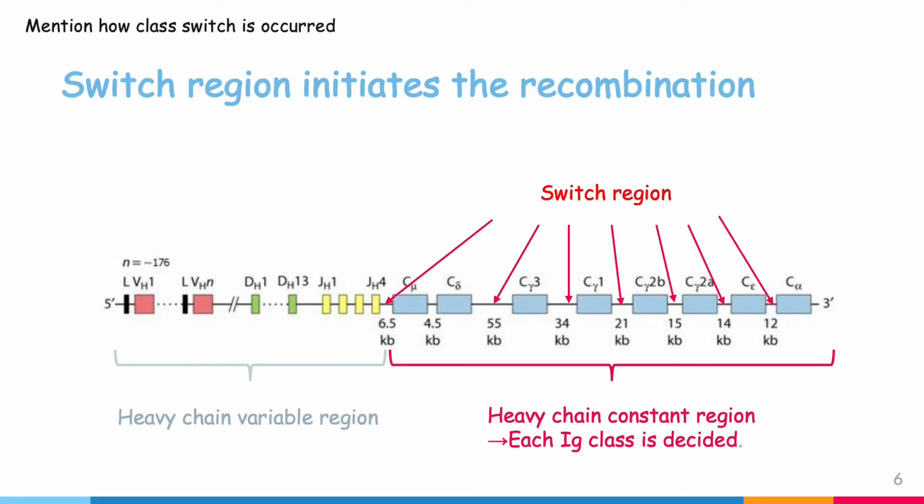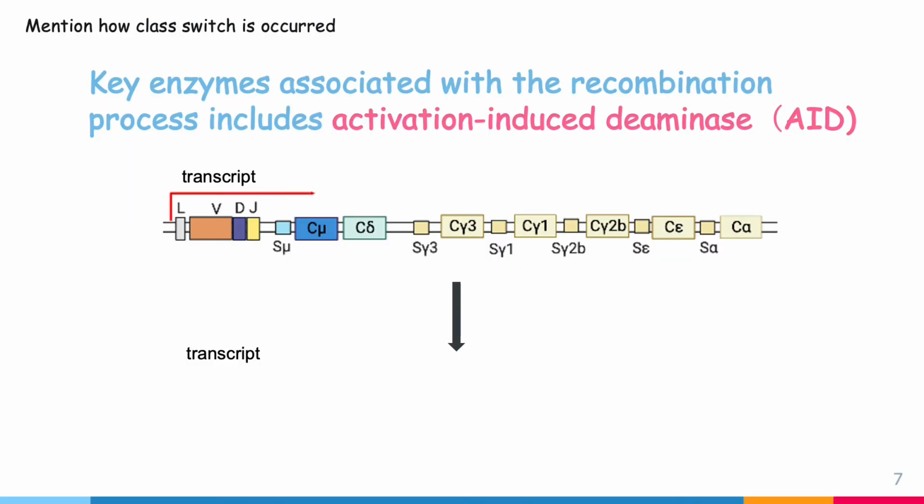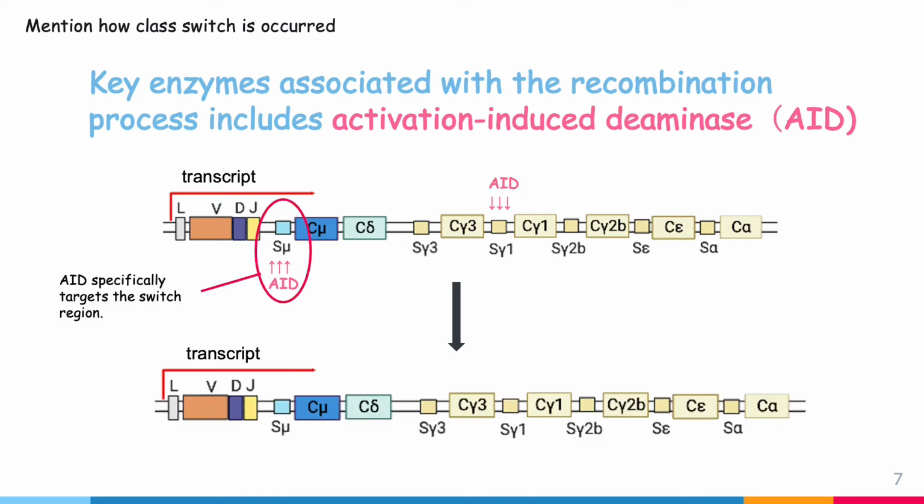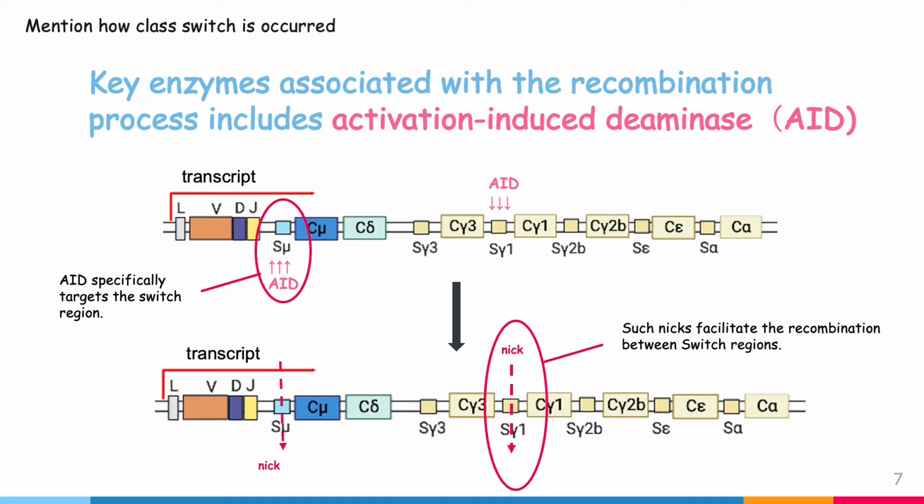The heavy chain constant region has switch regions. The switch region plays an important role in the recombination initiation of the Sh genes. Key enzymes associated with the recombination process include activation-induced deaminase, AID, which specifically targets the switch region. This leads to nicks in both strands of the switch region on which AID is activated. Such nicks facilitate the recombination of the switch regions.